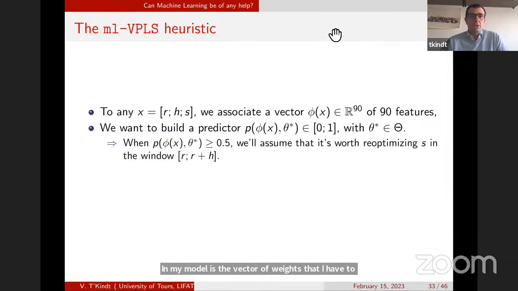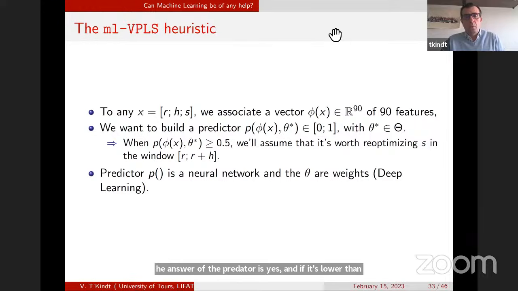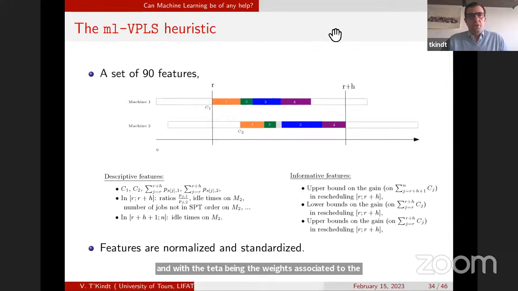And clearly what I'll consider is that if P is greater or equal to 0.5, I'll consider that the answer of the predictor is yes. And if it's lower than 0.5, I'll consider that the answer is no. The predictor P that we consider is a neural network, with theta being the weights associated to the neural network. That's for a general description of the machine learning part.